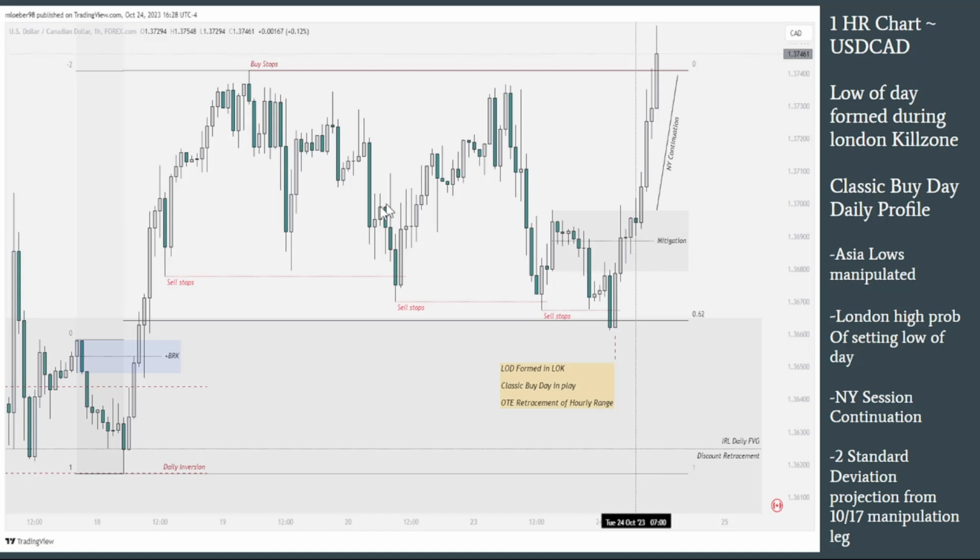running our buy stops. And if you look to our left, we do have a manipulation leg, which created an hourly breaker block with the fair value gap tag from the 17th of October. And if you measure that manipulation leg from that swing high to that swing low, 2 standard deviations projection lands directly at the buy side liquidity pool.